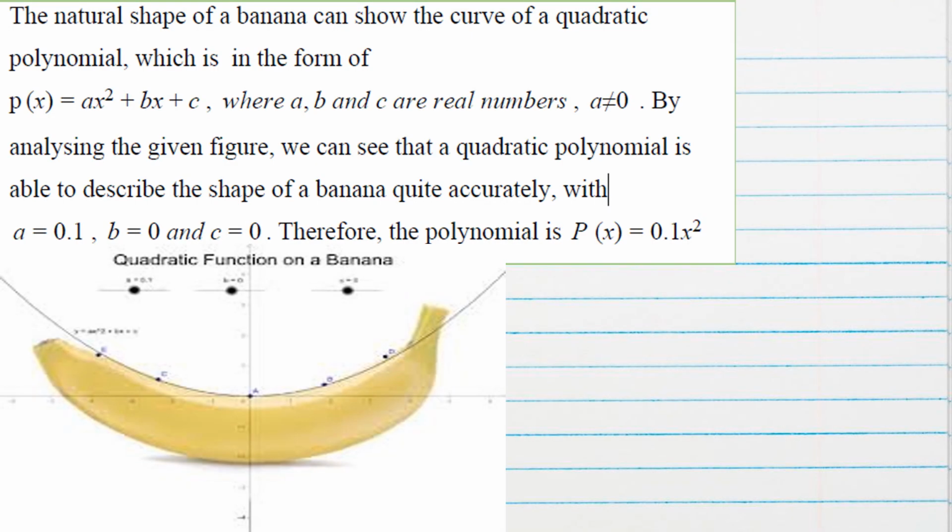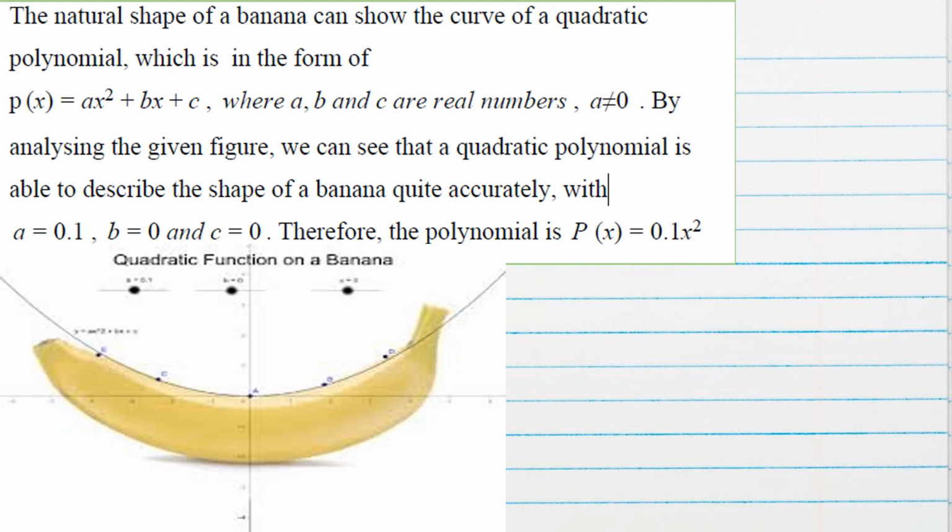In this particular question, the natural shape of a banana can show the curve of a quadratic polynomial. I already posted one question of this type where the banana is given as the curve of a quadratic polynomial. But those questions were different, and this case study question is a little bit different. That's why I took it again.